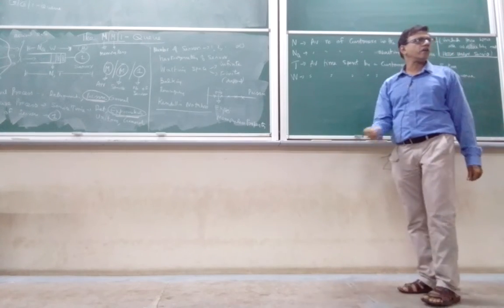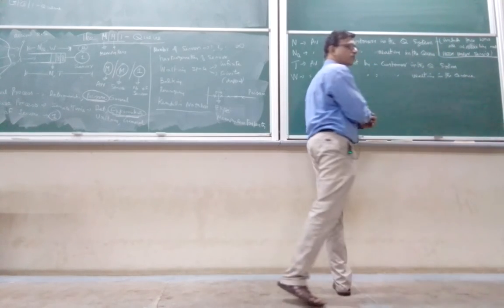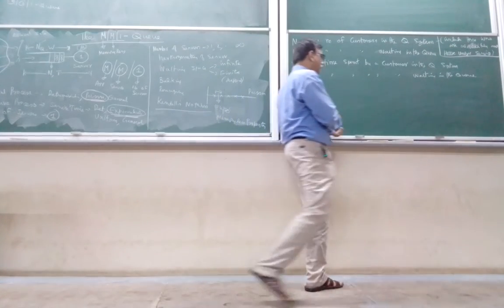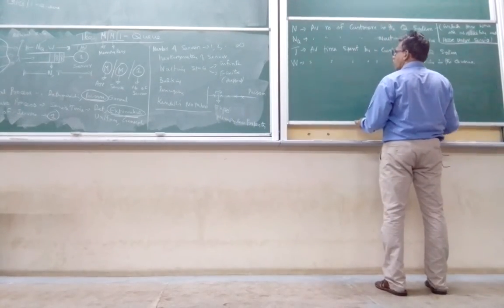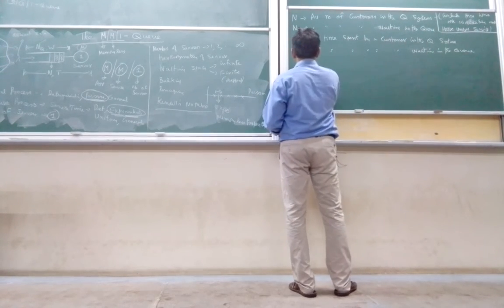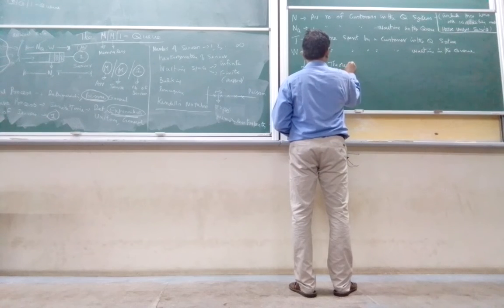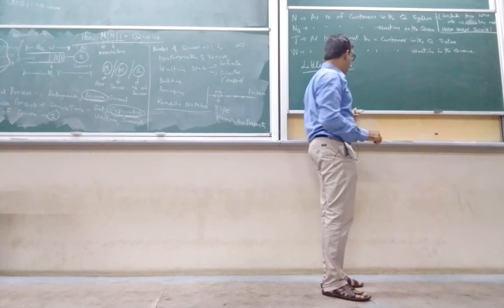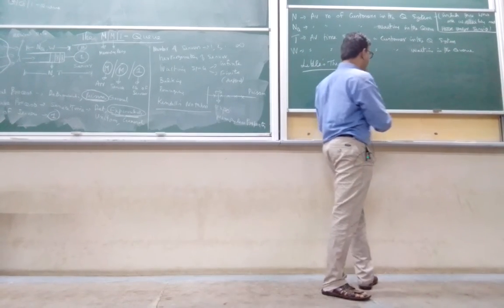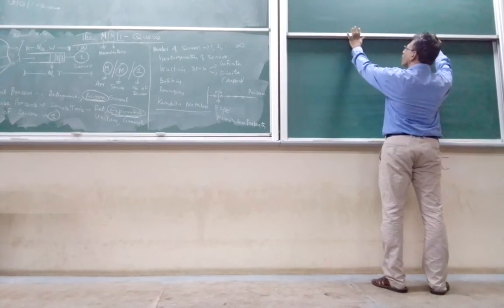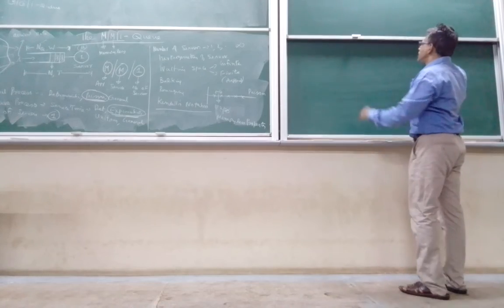So these are the different things that are of interest to us. The first thing that we will look at is one very important thing called Little's theorem. I will mention it later. Probably we will finish that one.